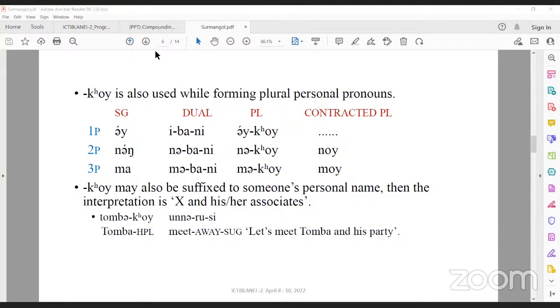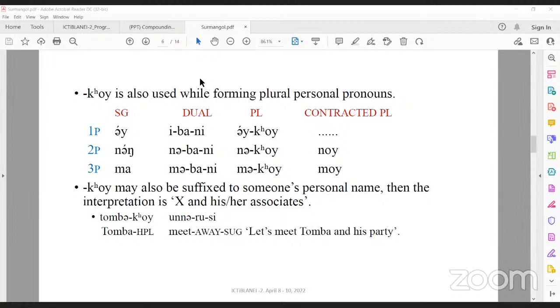Koi is also used while forming plural personal pronouns. We have the personal pronouns singular, dual, plural, and I have one here, the contracted plural, which is less discussed by the earlier scholars, though they may be aware of it. In the first person, I don't find a contracted form. In the second person, we have nam, nabani, nakoi, noi. Then third person, ma, mabani, makoi, moi.